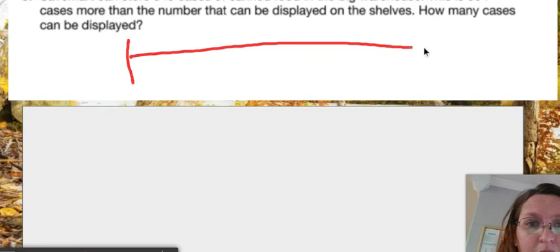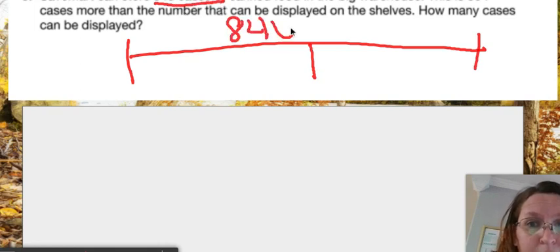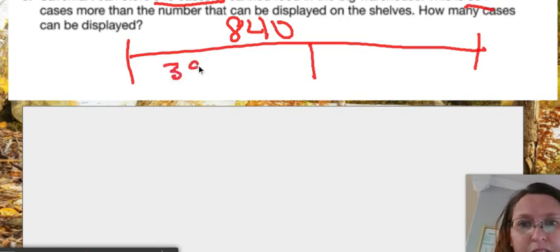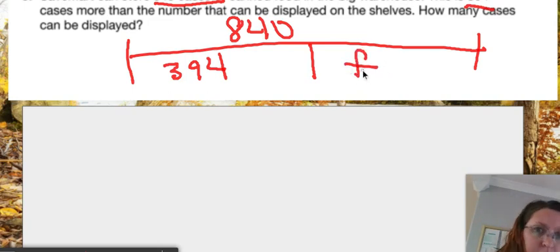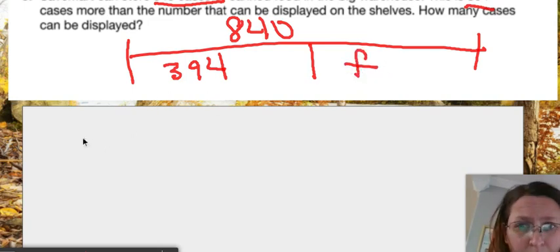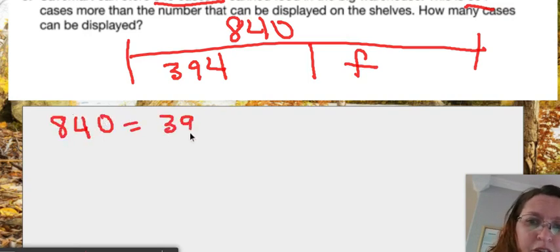To solve this problem, I've got to draw my line and my parts. So I do know that there's 840 total cases. And I know that 394 is one of the parts. So I'm going to put an F for food for the other one. So with this one right here, I'm going to have 840 equals 394 plus F.